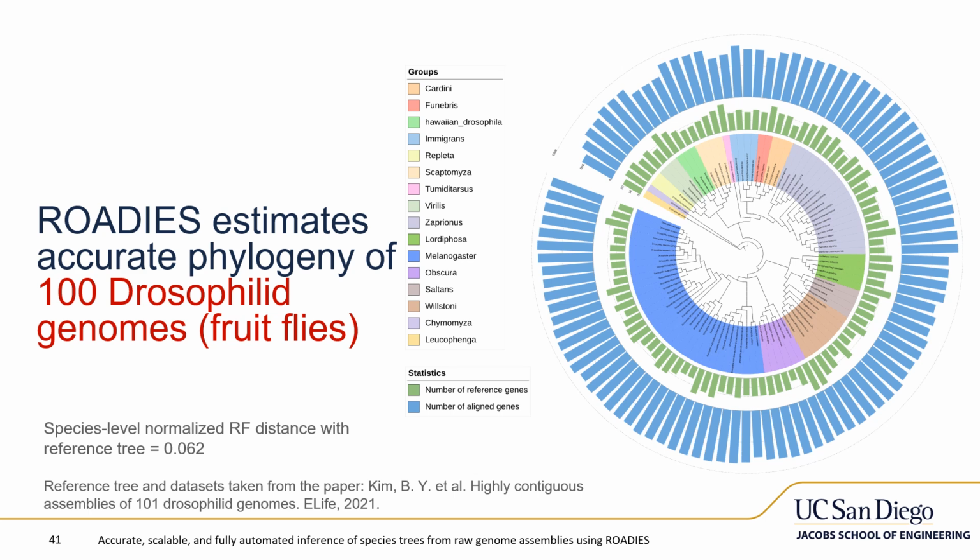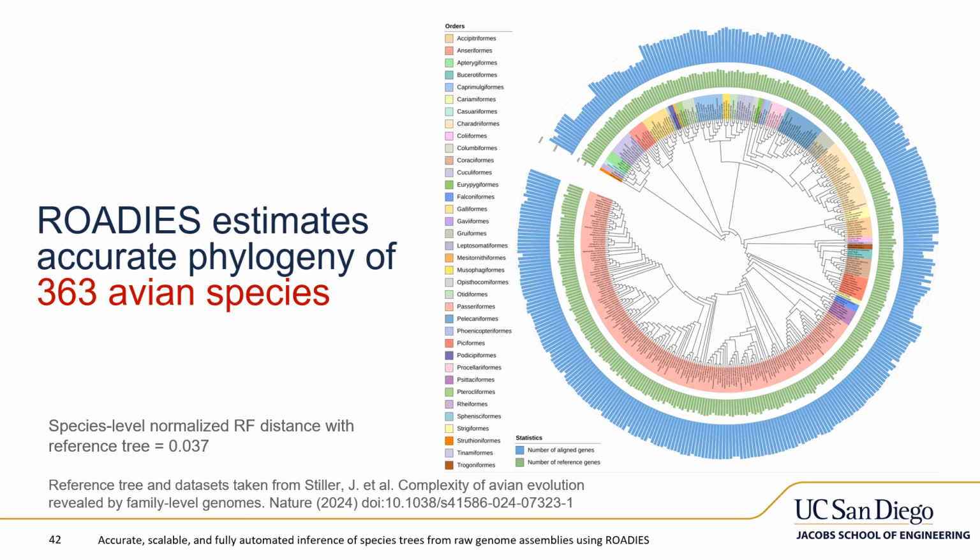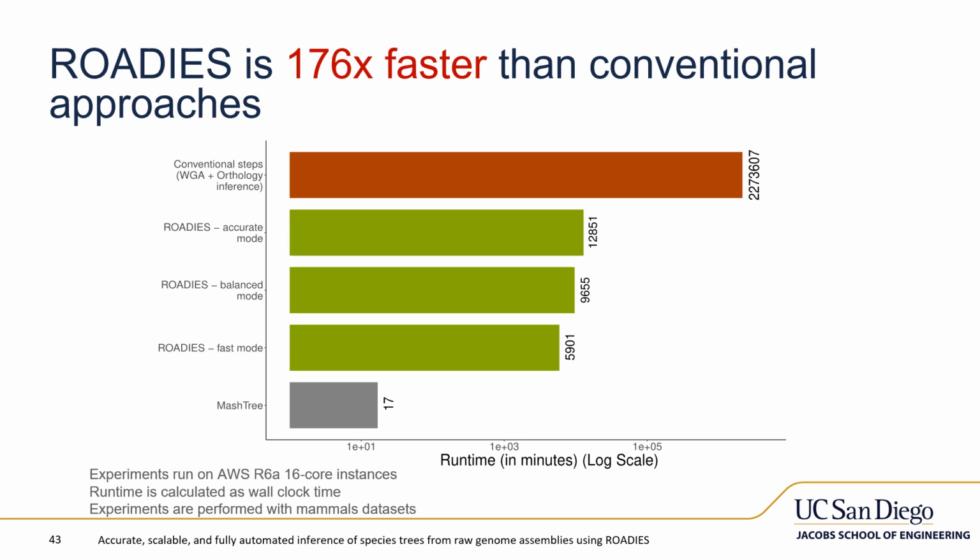We did a similar type of analysis with the flies dataset and we got accurate results here. We did the same with the birds dataset, except for some highly contested branches. Now, apart from the accuracy of the final trees, we also evaluated the speedup compared to the conventional methods.